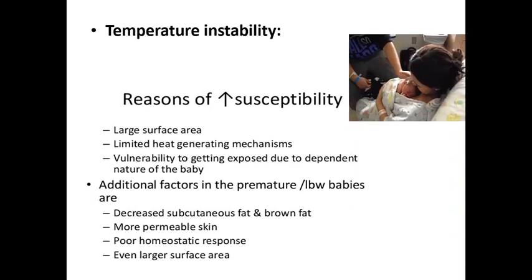So this condition can be overcome by several measures. One thing is skin to skin care. That is, you keep the baby closer to the mother's breast, so that when the baby's skin comes in contact with the mother's skin, the warmth of the mother's skin will be transmitted to the baby, and this will help to keep the baby warm. So that is one thing. This is called kangaroo care or skin to skin care.